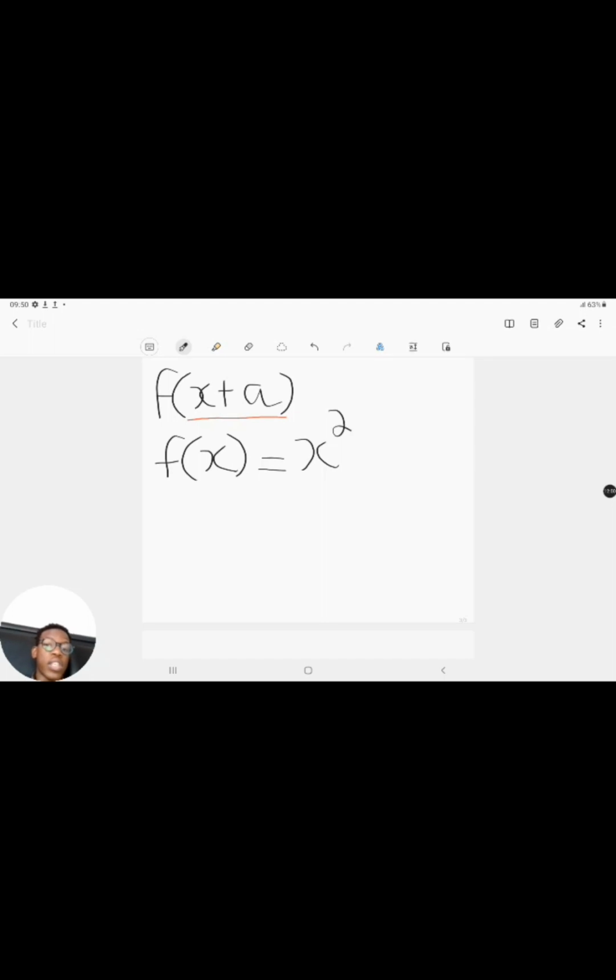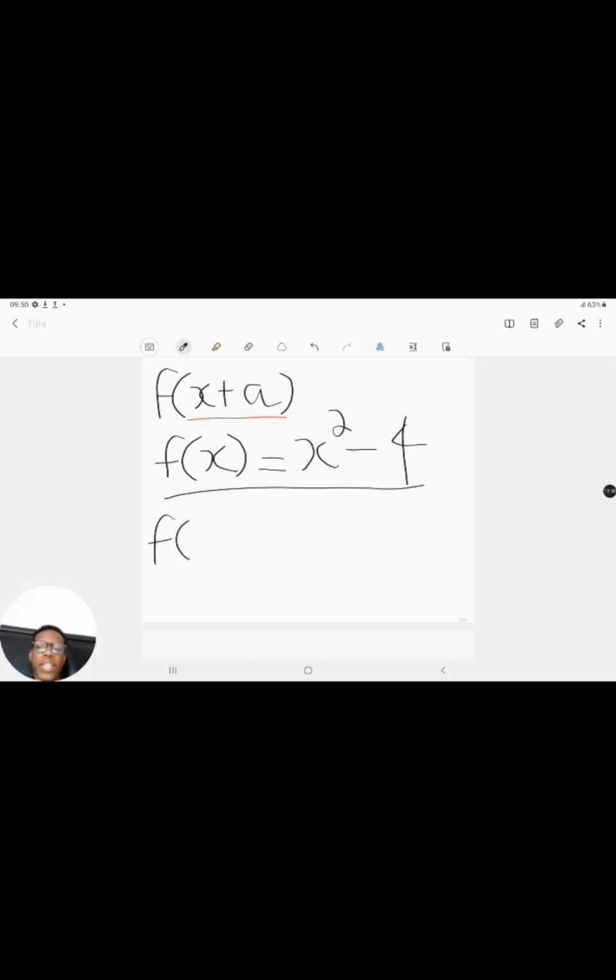You will use the f of x that you are given in the question that you will be addressing at the time to do such operations. So if I give you f of x, and I say to you, find f of x plus a, how will you tackle this?